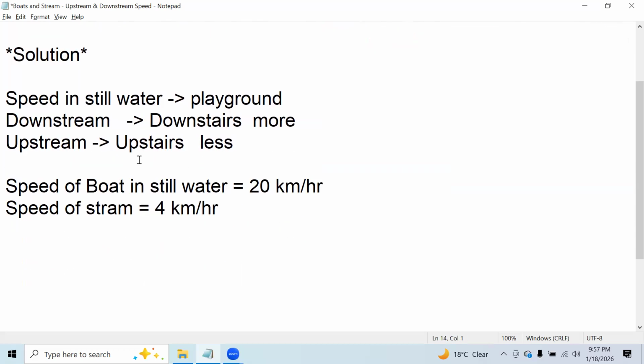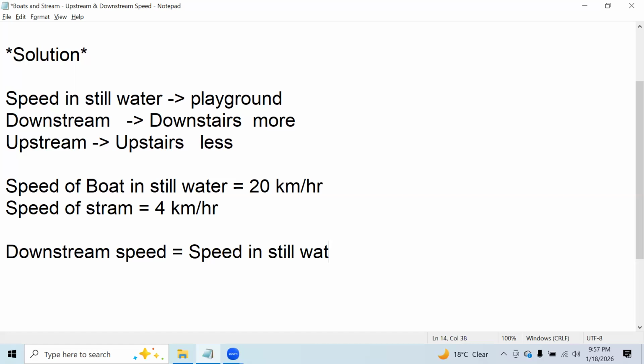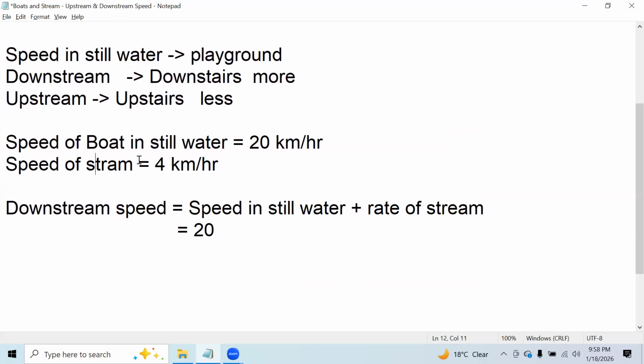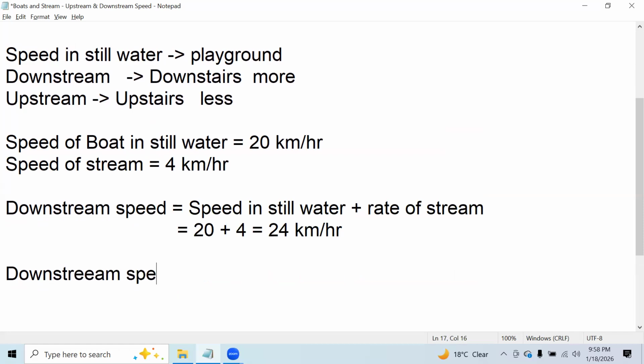So let's find out the downstream speed. Downstream speed is nothing but the speed in still water plus rate of stream. Our speed in still water is 20 km per hour and speed of a stream is 4 km per hour. So if you want to find out the downstream speed, it's 20 plus 4, that becomes 24 km per hour. So downstream speed is 24 km per hour.